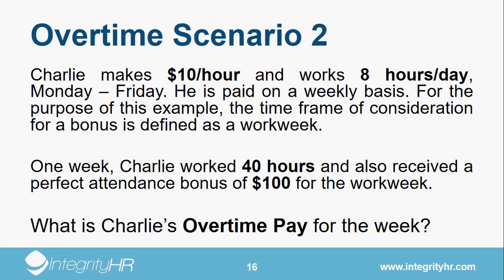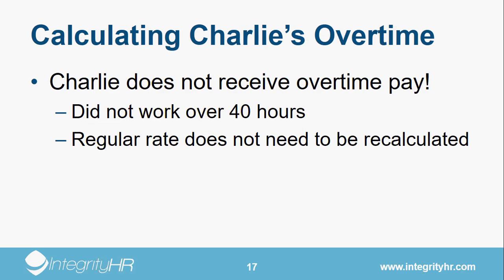Okay, so Charlie worked 40 hours in a work week. So to me, I don't really think he's eligible for overtime pay because he didn't work over 40 hours, right? You are absolutely correct. Great job, Karen. You get the gold star for today. Wonderful. But he still gets his bonus. That's right. So Charlie gets just a regular 40 hours worth of pay, and then he gets his $100 bonus. Okay, great. That's right.